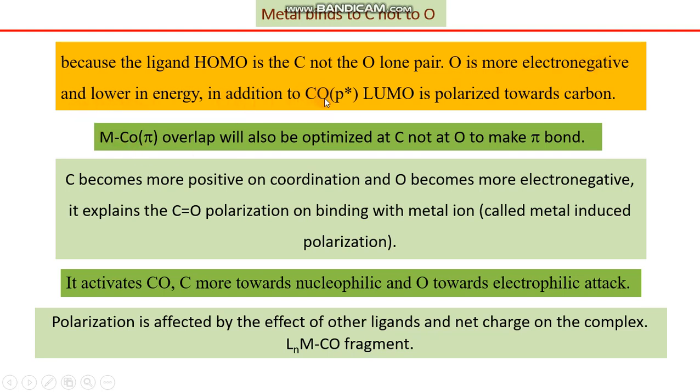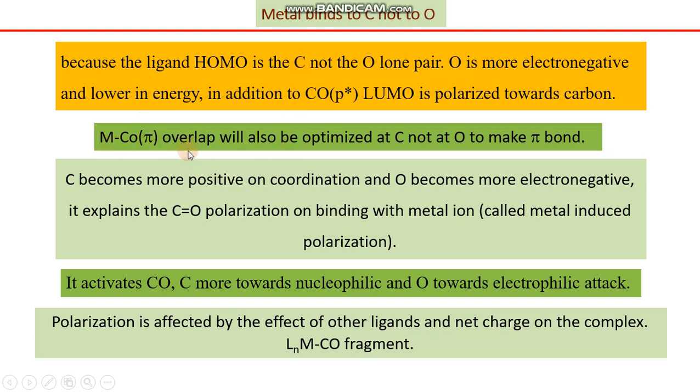In addition to this, the pi star LUMO is also polarized toward carbon, which we explained on the basis of the molecular orbital diagram. So both the LUMO and HOMO are polarized on carbon, not on oxygen. Therefore, carbon is the feasible center which is available for attachment with the metal center.